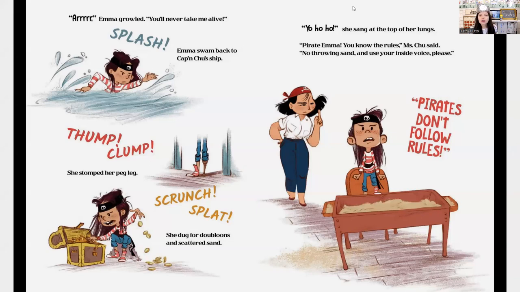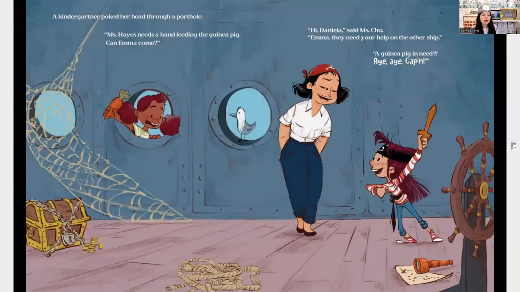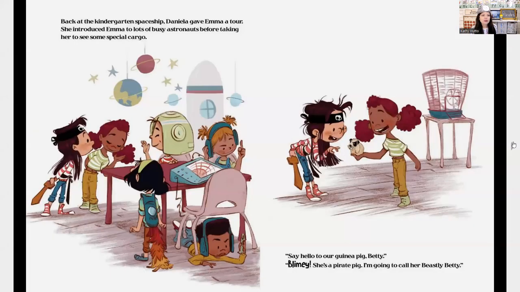Pirate Emma, you know the rules, Miss Chew said. No throwing sand, and use your inside voice, please. Pirates don't follow the rules. A kindergartner poked her head through a porthole. Miss Hayes needs a hand feeding the guinea pig. Can Emma come? Hi, Daniela, said Miss Chew. Emma, they need your help on the other ship. A guinea pig in need? Aye, aye, Captain.